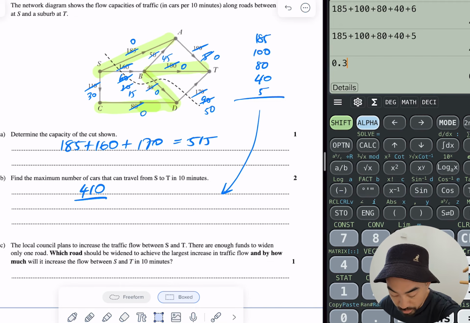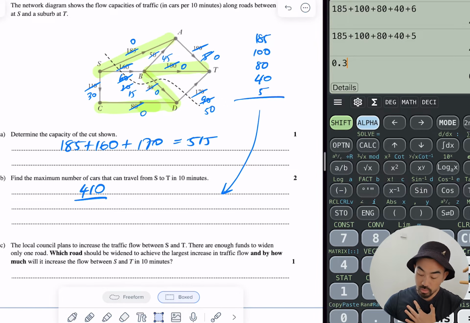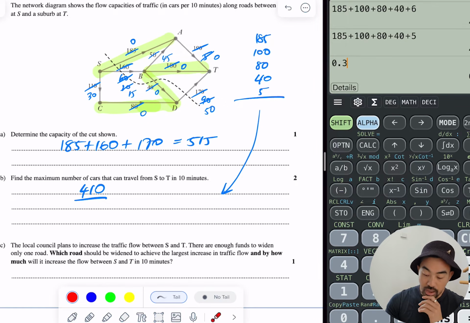The council plans to increase the traffic flow between S and T. There are enough funds to widen only one road. Which road should be widened to achieve the largest increase in traffic flow, and by how much will it increase between S and T? What's helpful is I've highlighted all the ones that are 0. So I can see which edges I might widen to increase the traffic flow and maximize this network.